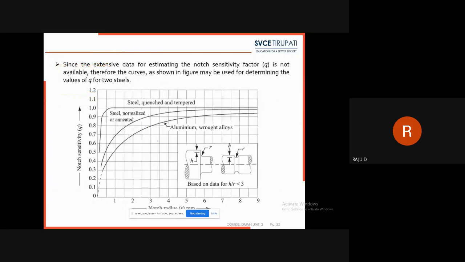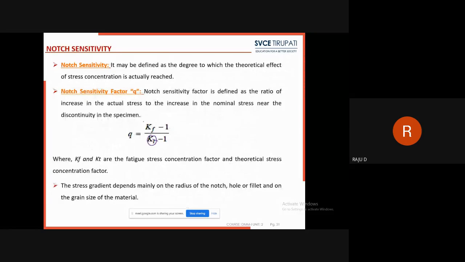Whether it is a hole in a circular plate or a step turning operation in a cylindrical bar, based on the standard table we have to calculate the kt value. The q value they will give in our problem. Based on these two values, we have to calculate the kf value.